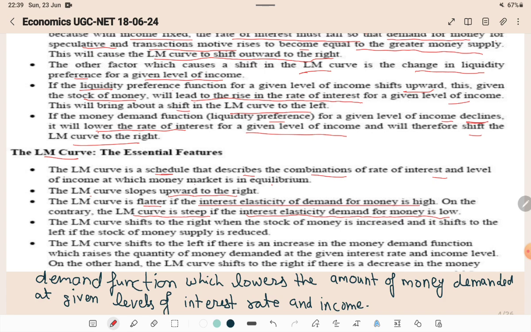The LM curve shifts to the right when the stock of money is increased, and it shifts to the left if the stock of money supply is reduced. The LM curve shifts to the left if there is an increase in the money demand function, which raises the quantity of money demanded at the given interest rate and income level. On the other hand, the LM curve shifts to the right if there is a decrease in the money demand function, which lowers the amount of money demanded at the given levels of interest rate and income.